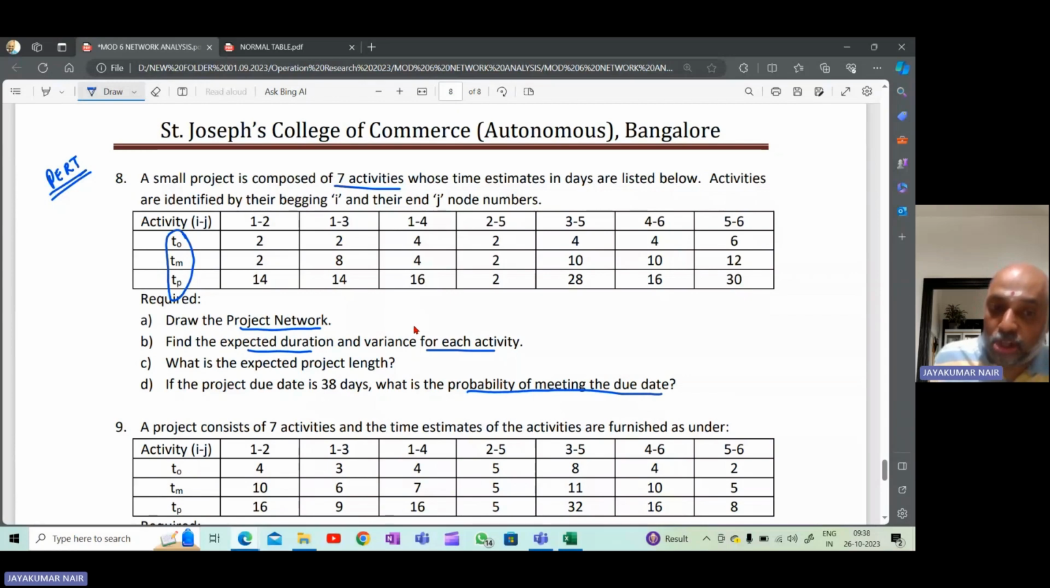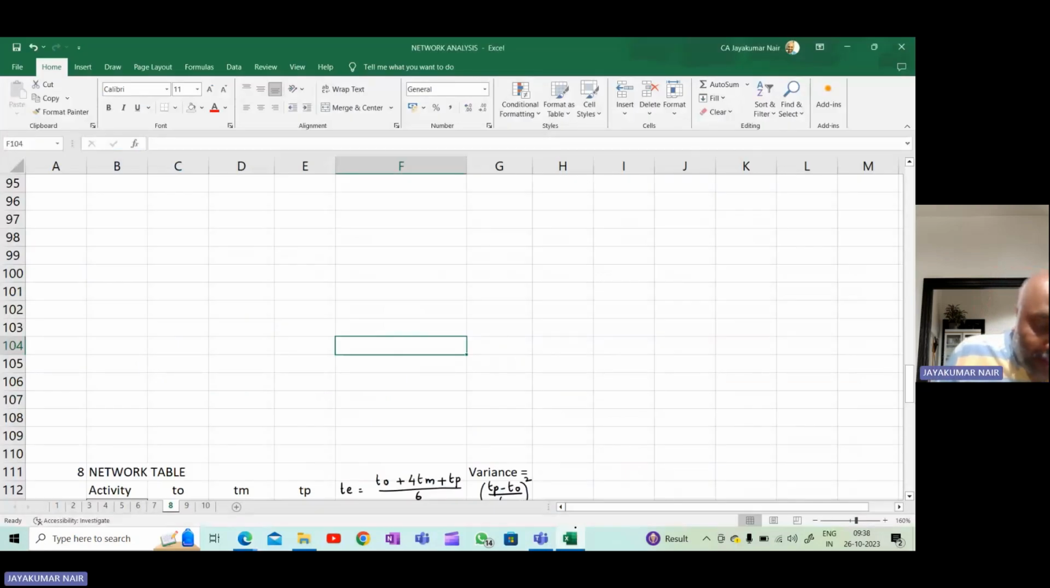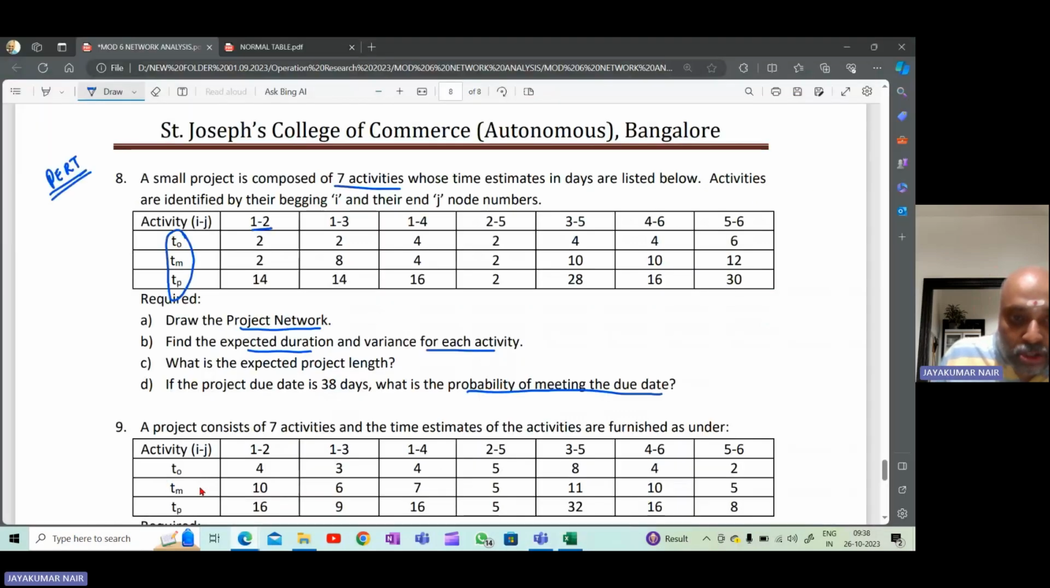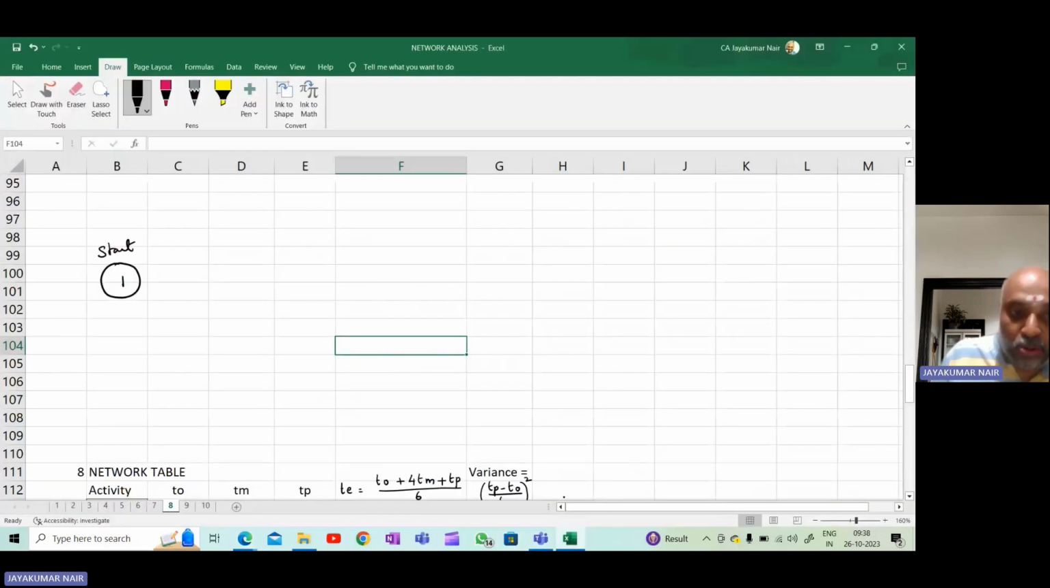So first, we will draw the project network. How do we do this? First, I will write here, start. So start, it is 1. Now, if you see the question, there are 1-2, 1-3, and 1-4. That means 3 activities are carried out simultaneously. So I'll write here 1-2, 1-3, and 1-4.